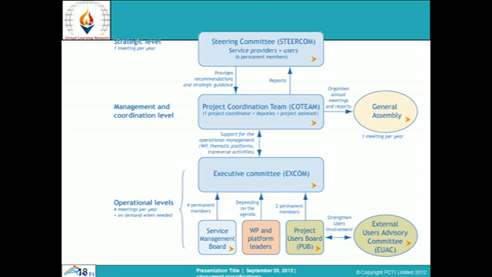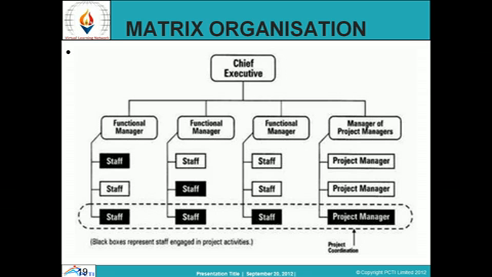right? So we can build a steering committee, project coordination team, executive committee to make the communication at the strategic level, management and coordination level, and operational level smooth. So this sort of teams can be built up for the smooth functioning of the entire project, because if the communication channel is proper between the strategic level, management level, and operational level, then only the things can go in a smooth manner, right?